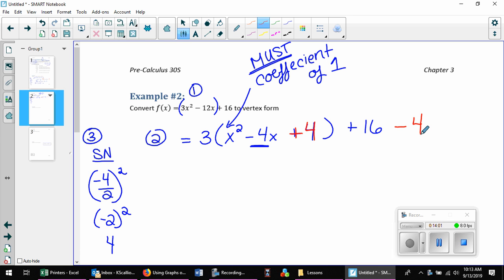But here is another tip and trick. How many sets of this do I have? I have 3 of them, right? That 3 out front means something. So did I add 4? I added 12, right? Because of that 3. If I multiply that 3 through, I really just added 12. So this means I got to take away 12.